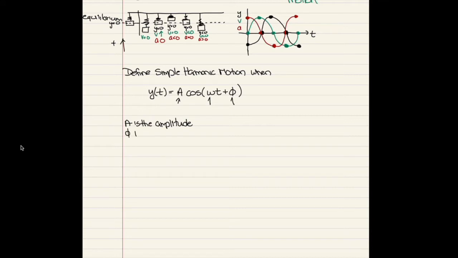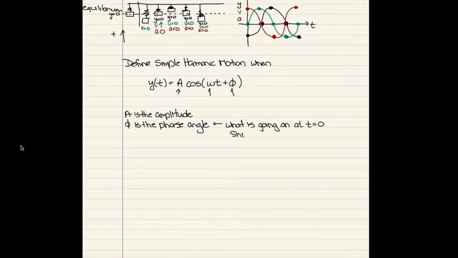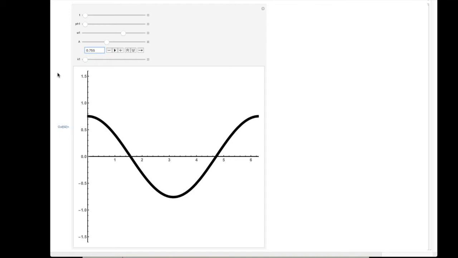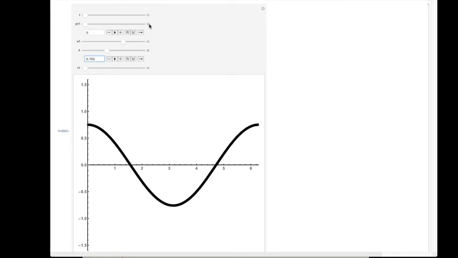Phi here, we call it the phase angle. The phase angle, really all it's saying is it's telling you what is going on at t equals 0. You can think of it as just a shift. It shifts the wave left or right, depending on the value of phi. Let's look at it again. So in this case now I have phi here, which I'm going to keep the amplitude as it is, so we can see how phi changes things.